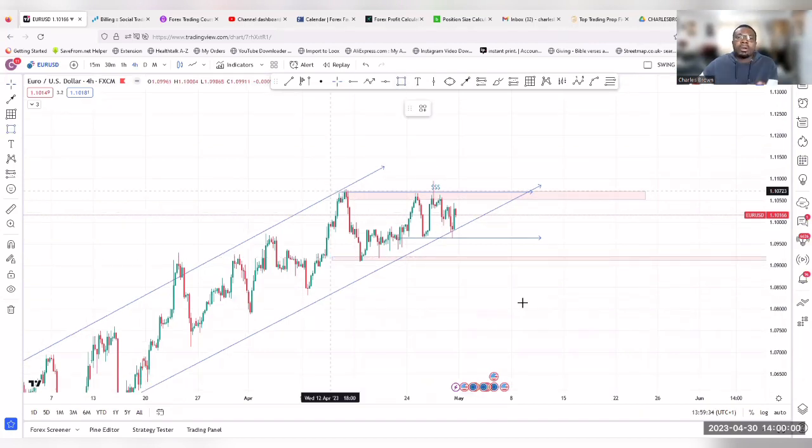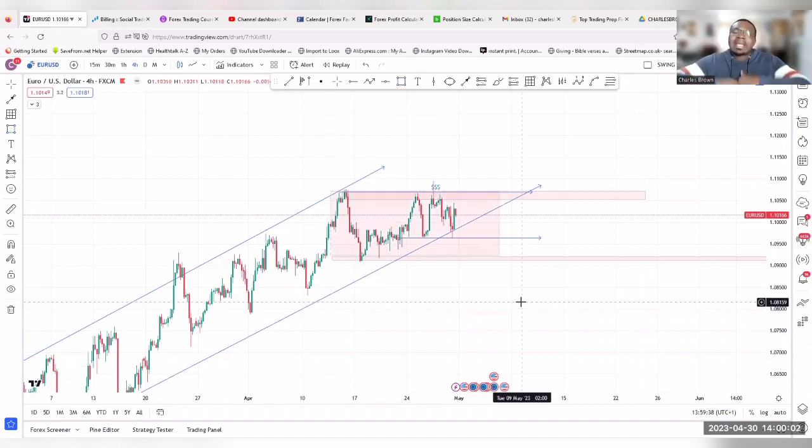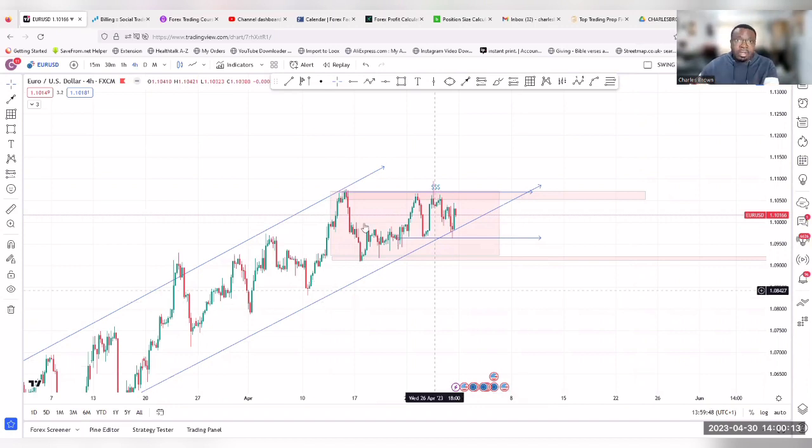There's a lot going on. So we want price to either break out of that zone or break below it. Remember, if you break above it, it could be a liquidity grab and then smash all the way down to take out the liquidity in the low. That doesn't mean you should just start buying.